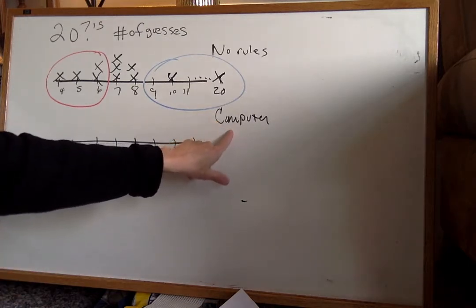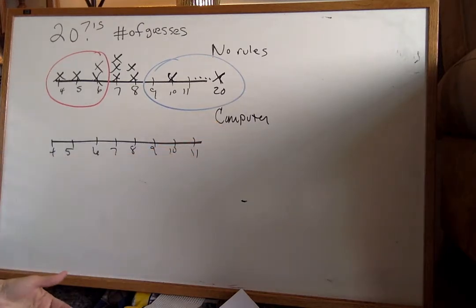So the next partner, I always say, I'm going to program you like a computer. You're not a human anymore. You don't get to ask whatever questions you personally want to ask. You're going to play according to a program where you have to cut it in half every single time.